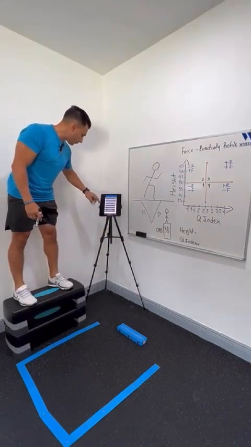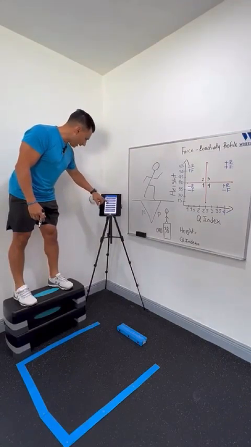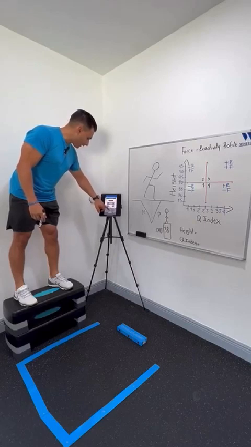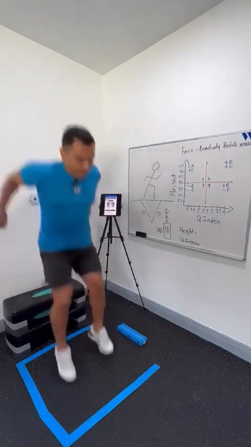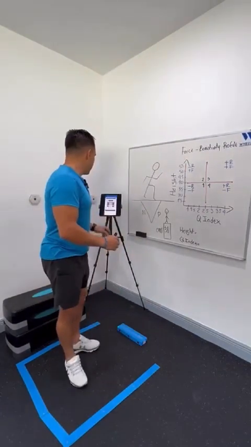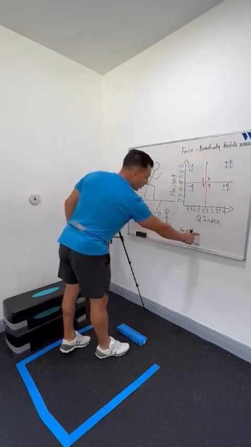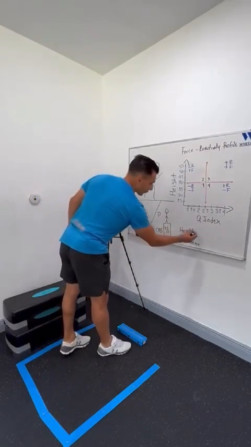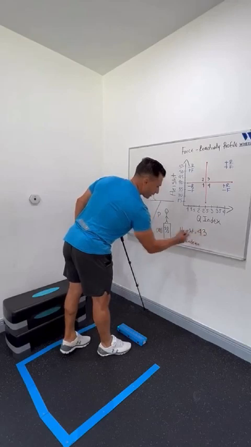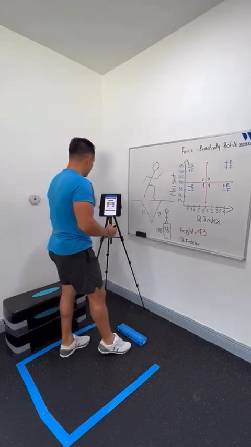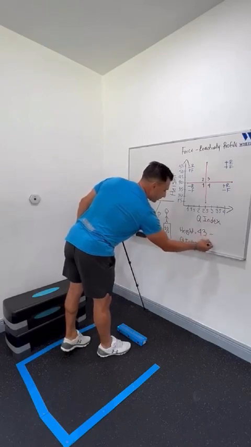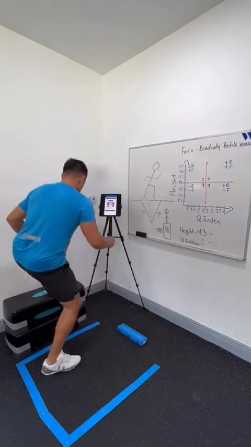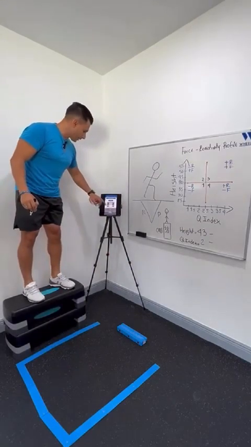So right now, we are going to do a drop jump from 38 centimeters. Okay, and we are going to put the height, for example, 43 centimeters, and the Q-index 2. Two more times, 38.